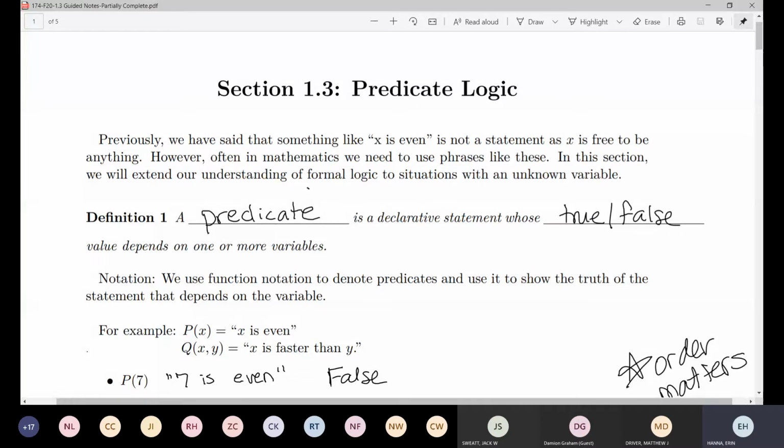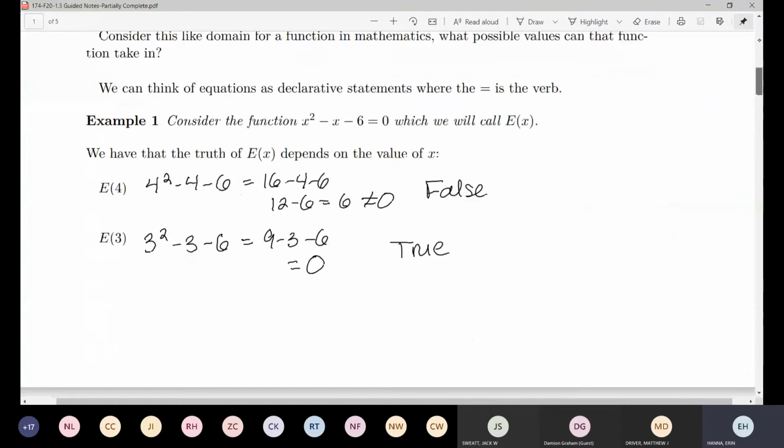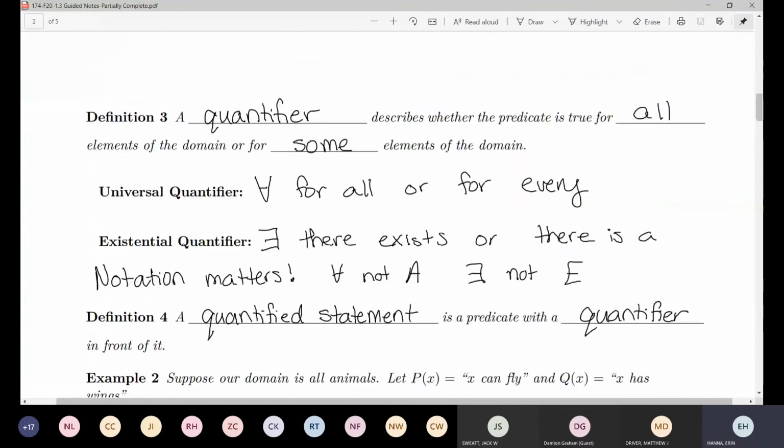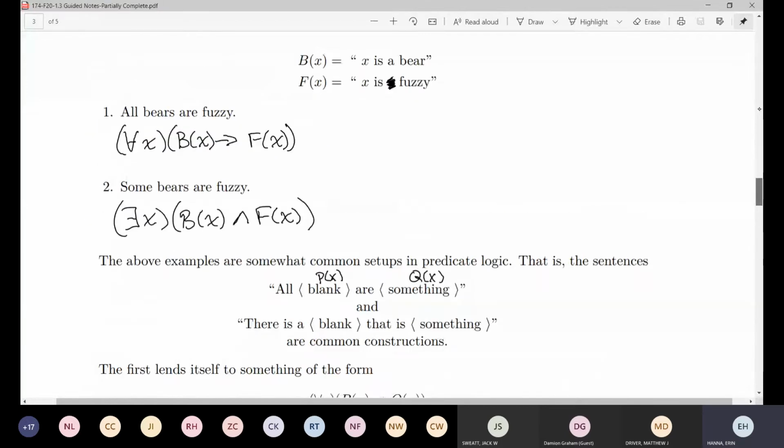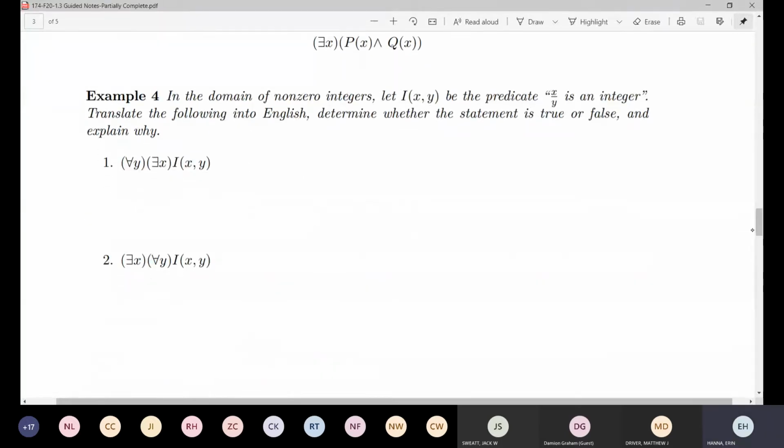So on Tuesday, we started 1.3, so we started talking about our predicates, which are our for all and there exists. So we have the universal quantifier, which is the for all, and the existential quantifier, the there exists. And we went through all this jazz. So we're down to example 4. And remember, we also are now working with domains, which is what's telling us what we're allowed to plug into these kind of functions, if you will.